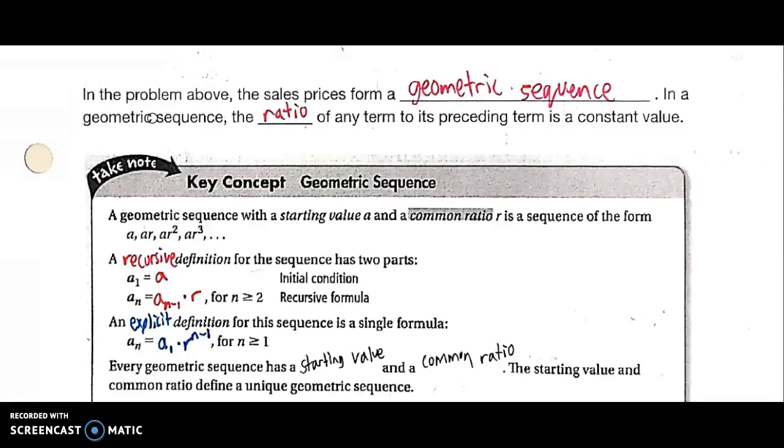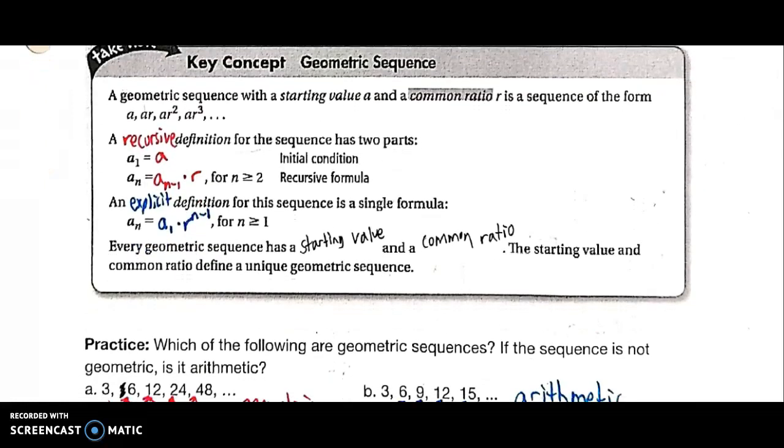What a geometric sequence means is that the ratio of any term to its preceding term is a constant value. It's a lot like an exponential function. You're not adding or subtracting, you're using multiplication to get from one number to the next. So in that geometric sequence, you're going to have a starting value, you can just call that A, and also a common ratio, which we're just going to call R. And again, it's a sequence of the form A times R squared, A times R to the third. You basically just keep multiplying by bigger and bigger powers of that common ratio.